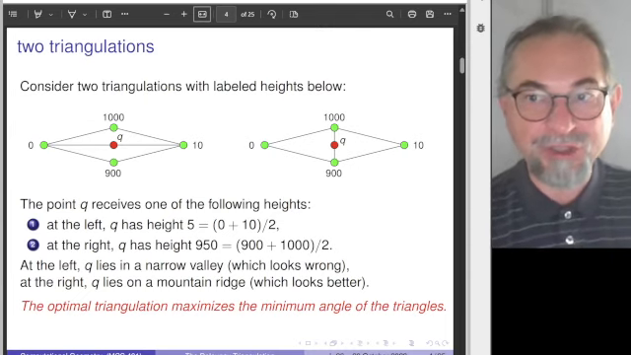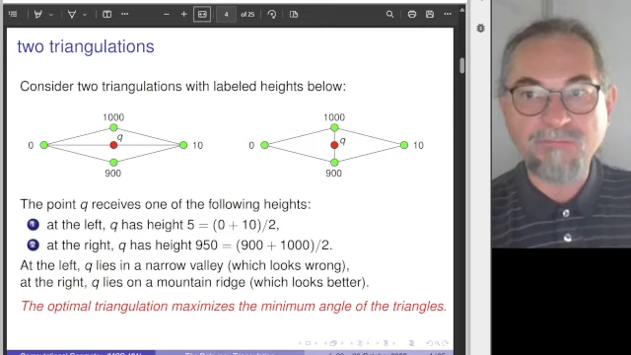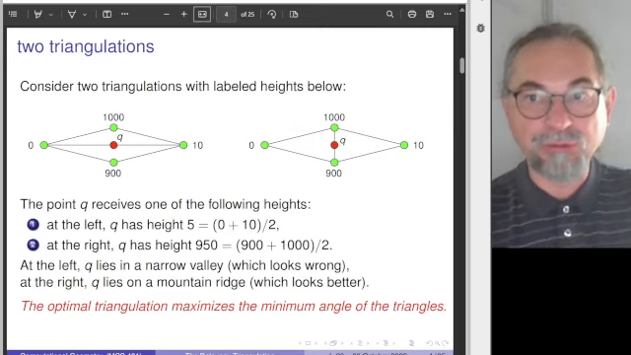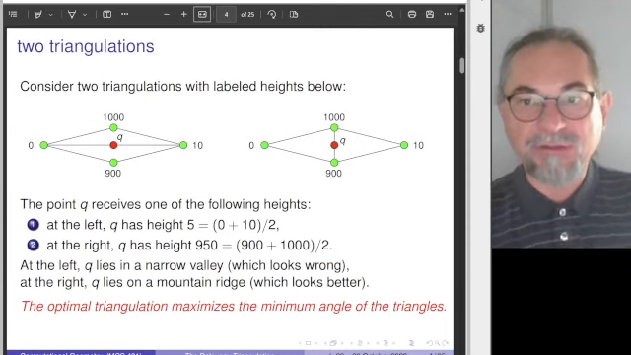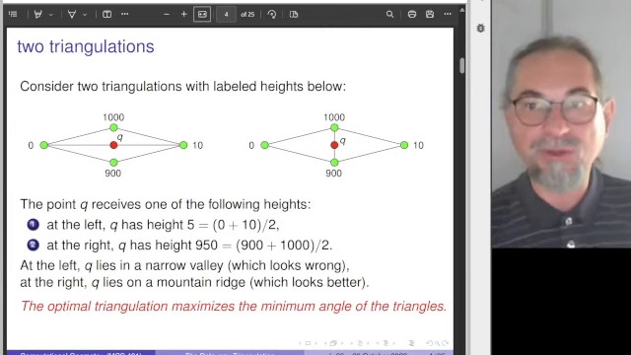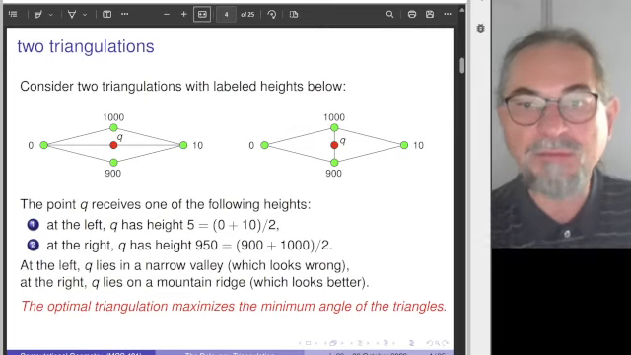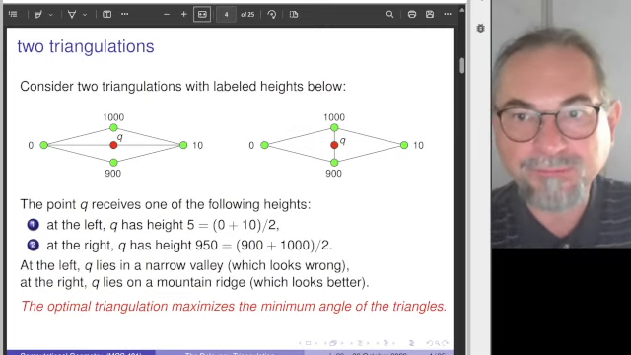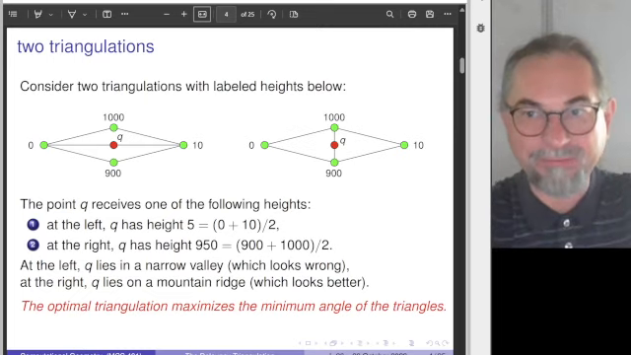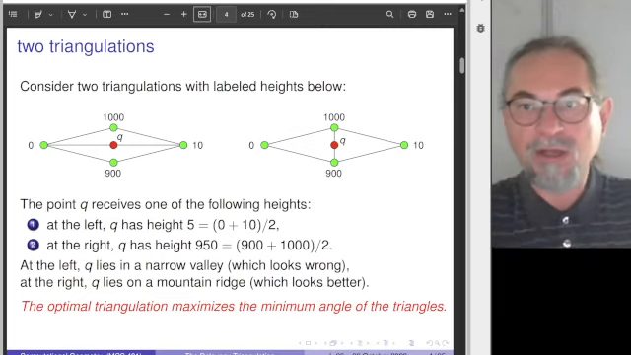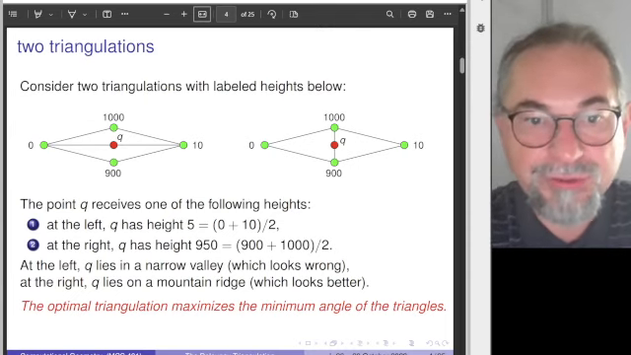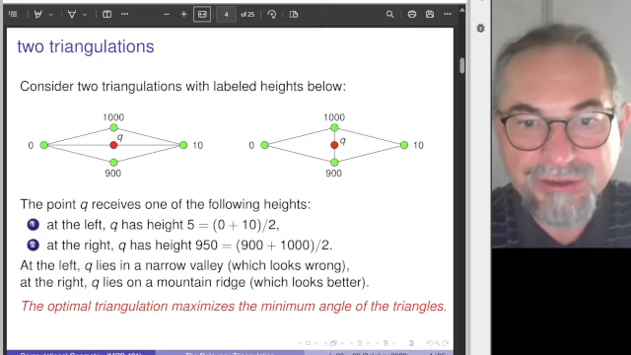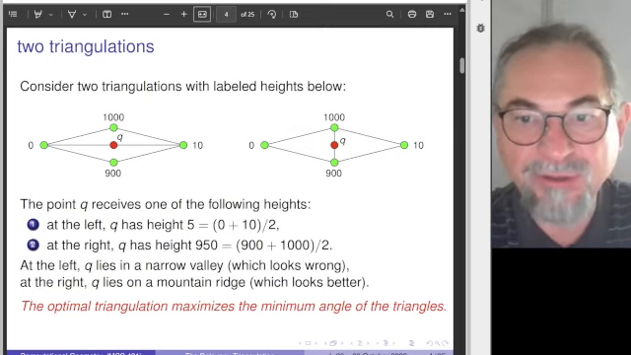Well, on the left picture, you would have a very narrow valley between two spikes. In the other possibility, you would have a mountain ridge. So either you have a very deep fold or you have somehow a gliding mountain. So this introduces the optimal triangulation to maximize the minimal angle of the triangles.